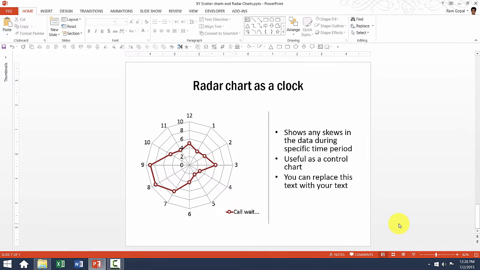Now this chart is very interesting. This chart pretty much mimics a clock and you can see the call waiting time across the various hours. As you can see here, around 9 o'clock, there is a long period of call waiting, whereas the call waiting is the least around 12 o'clock at midnight. So that is how you need to read this chart. And it's a very beautiful representation, especially when you want to use this chart for call center operations or for any of the back-end operations.